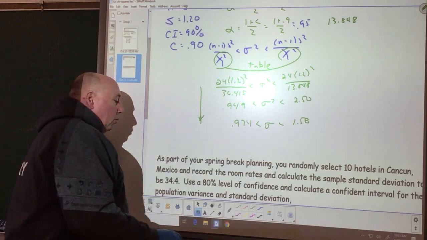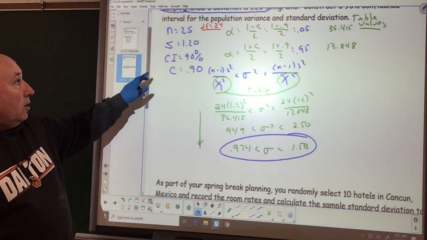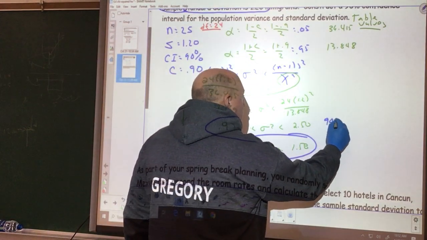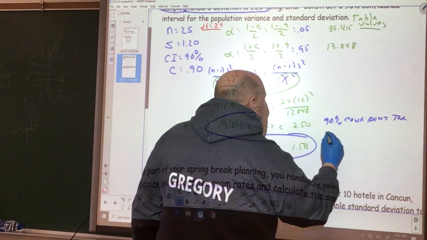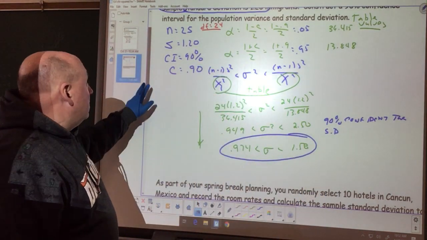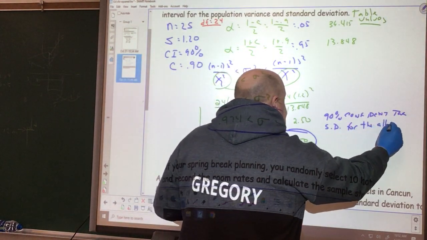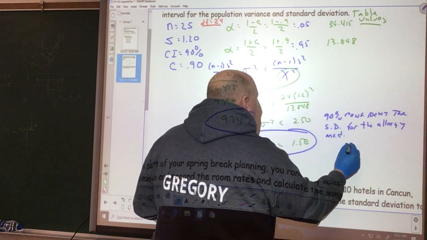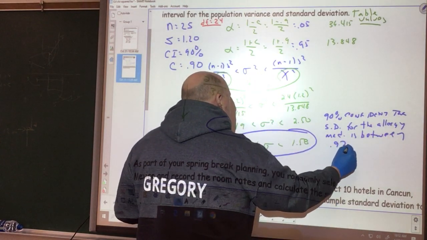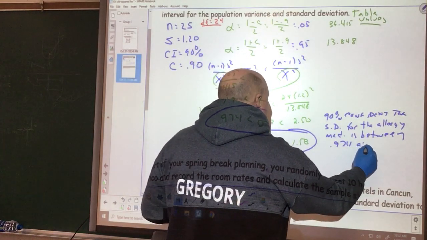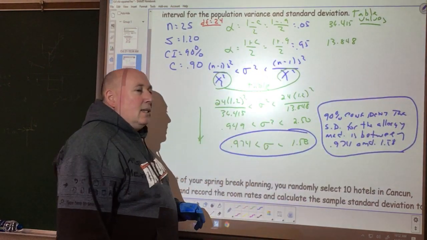So from this we can write our, once again, I utilize this for our statement, the standard deviation. We are 90% confident the standard deviation for the allergy medicine is between 0.974 and 1.58. Once again, you need to get that final statement in there.